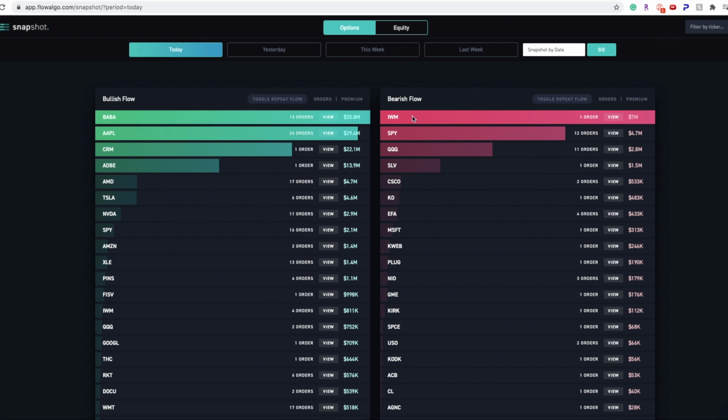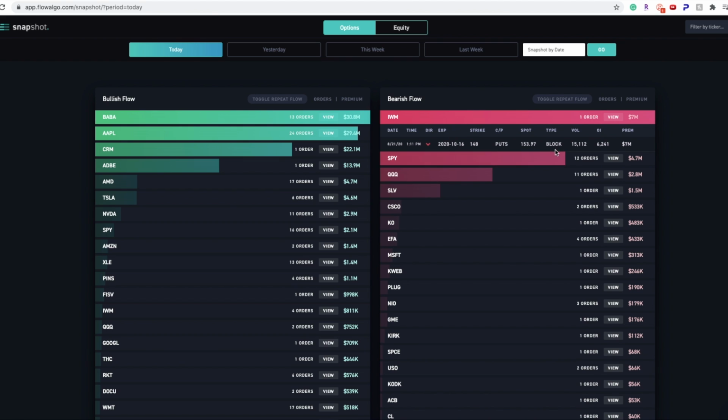And there's also some bearish flow here. So if someone is betting $7 million that IWM, which is an ETF, is going to come down in price. And it's pretty much just one huge block here. So they paid about $7 million.